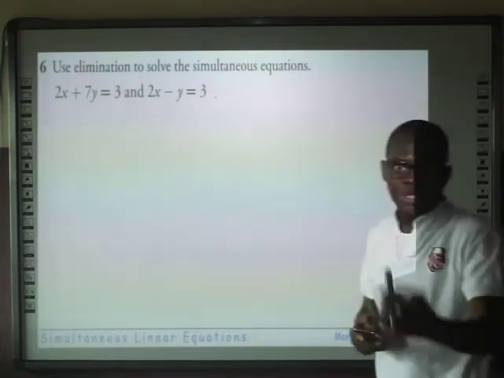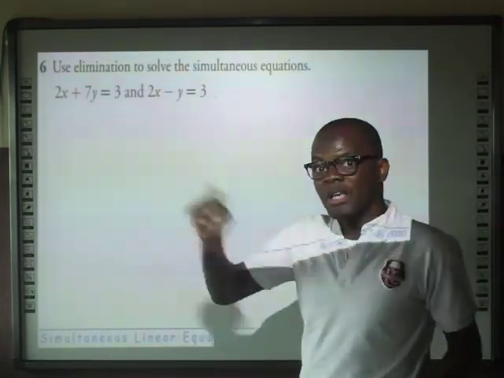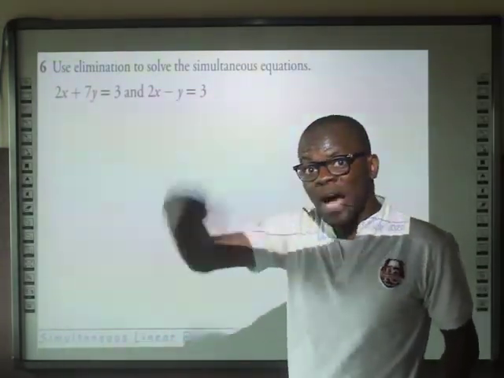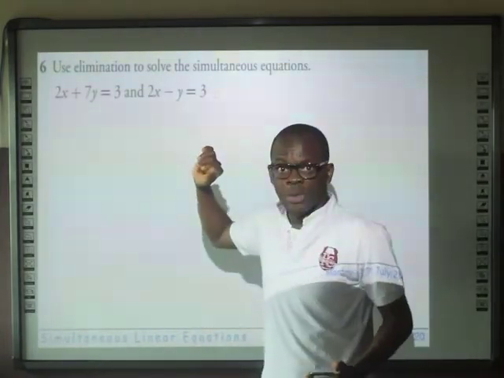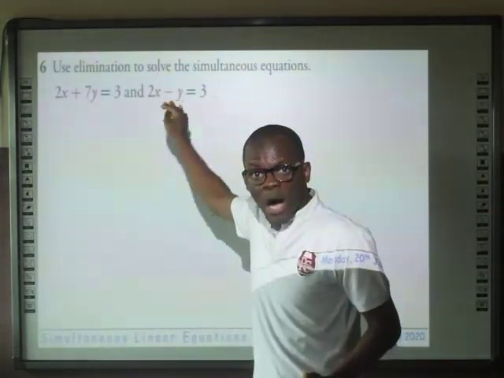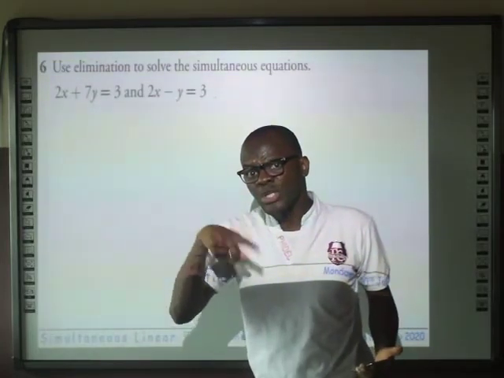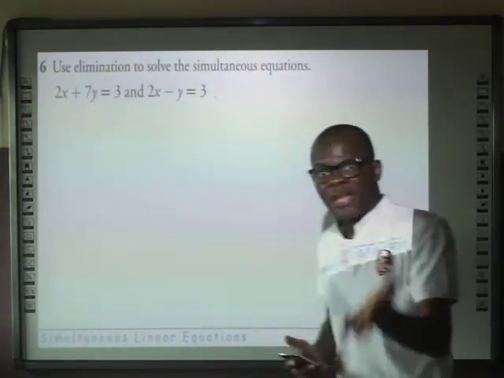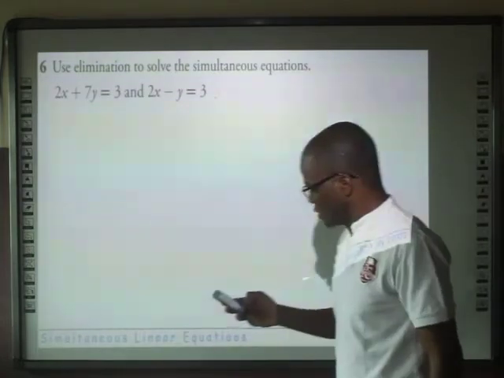So that's question number 6. You will have to use the elimination method. Substitution was the previous example in question number 5. Now you're going to have to use the elimination method to solve the given pair of simultaneous equations: 2x plus 7y is equal to 3, and 2x minus y is equal to 3. So now let's see how we are going to use the elimination method this time around. First things first, you write down the equations.